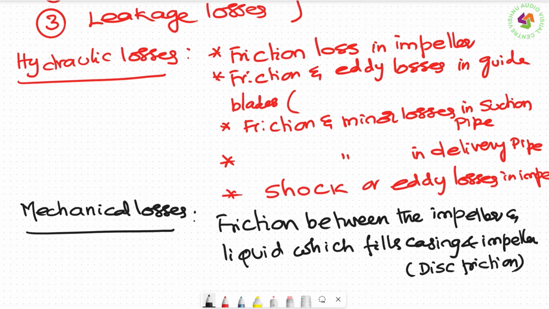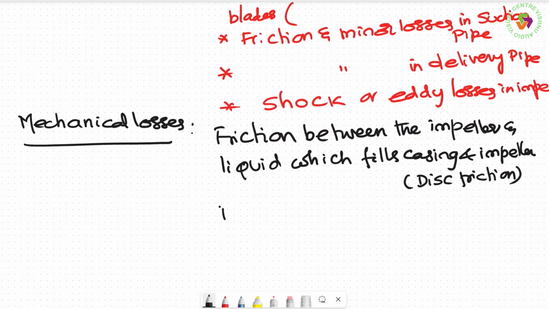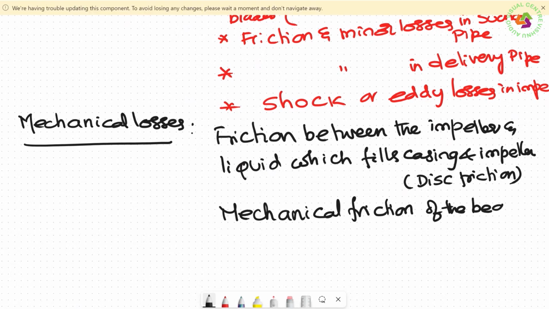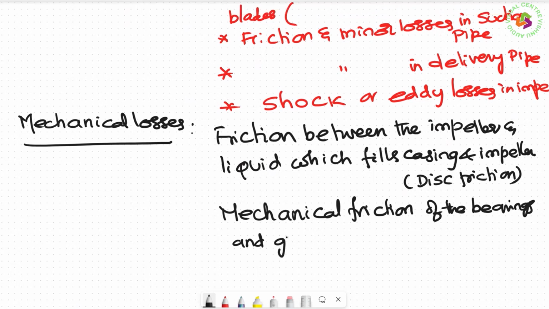So that is also called disk losses. Then mechanical friction of the bearings, that are there on the bearings and the glands that are surrounding the shaft. So these losses we call mechanical losses.